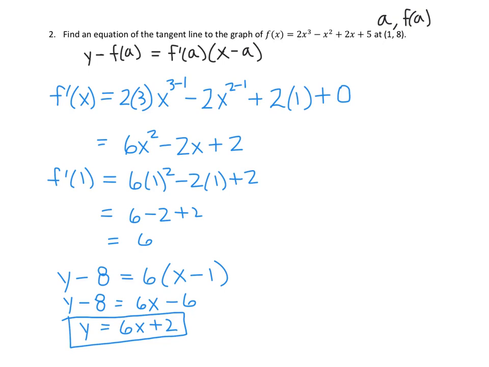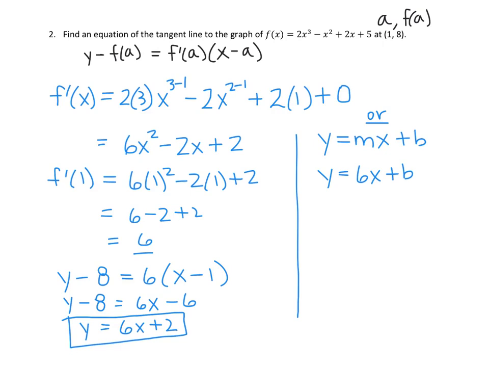Now, if you would rather use slope-intercept form for writing the equation of a line, you can use that instead. So here's an alternative option. You still have to find the derivative, and we found that the slope was 6. So we're going to use that. So plugging the slope in, we have y equals 6x plus b. Now what we're missing here is our y-intercept, our b value. But using our point (1, 8), I'm going to plug 8 in for y and 1 in for x.